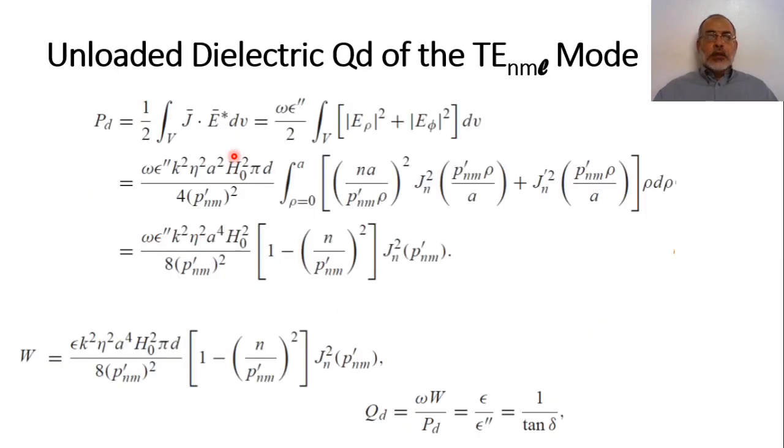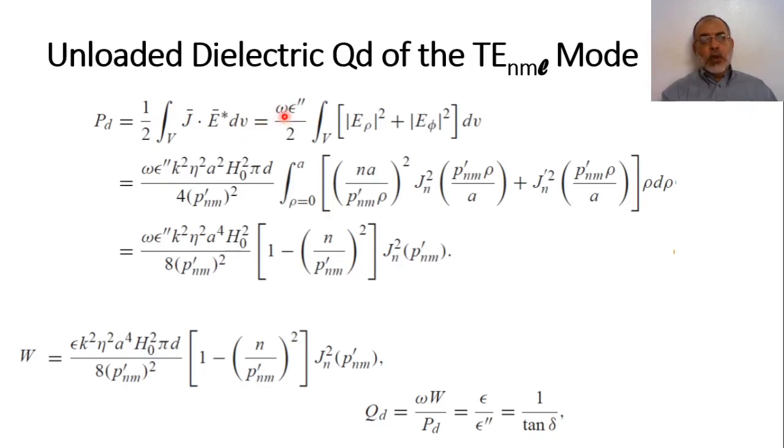On the other hand, the dielectric quality factor Q_D can be obtained from the dissipated power due to the dielectric loss, which is given by half the integration over the volume of J dot E conjugate dV. And we said before that J can be obtained as omega epsilon double dash multiplied by E, where epsilon double dash is the imaginary part of the complex dielectric constant.